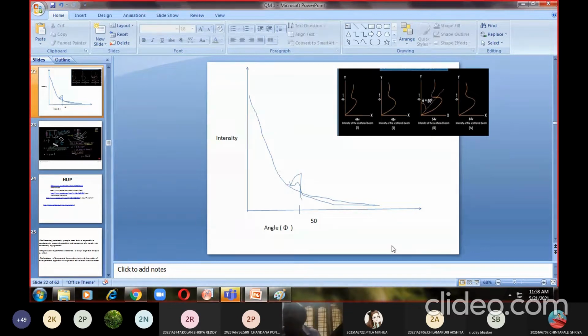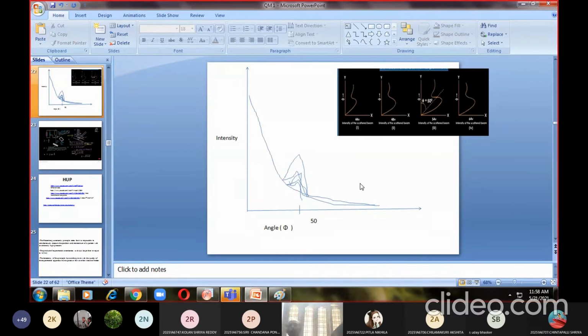Then I repeated the experiment with 58 degrees or 54 degrees. I got the peak to be very prominent. Then what did I do? I repeated the experiment, after 54, with 58 degrees. I got the peak to be decreasing. I repeated it with 64. Then I got the peak to be much smaller again.